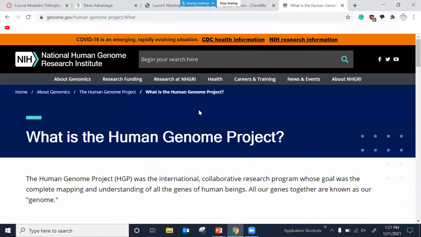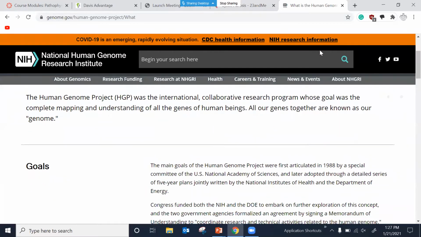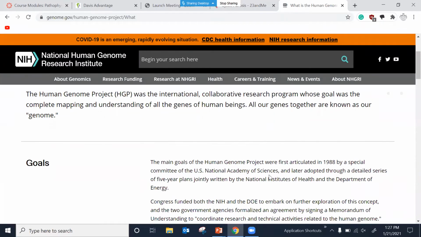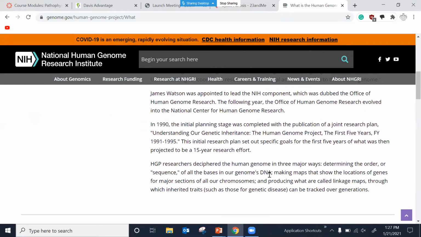What I just pulled up here is the National Institute of Health Human Genome Project, which chapter 3 does talk about. So in 1988, they first set the goal to do it. So around the 1990s is when they really dug in deep.